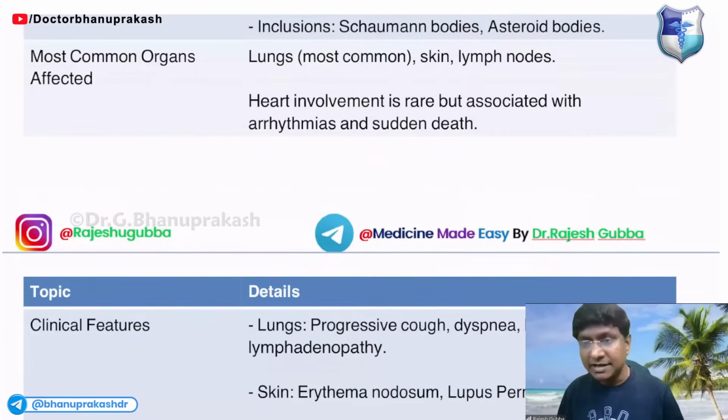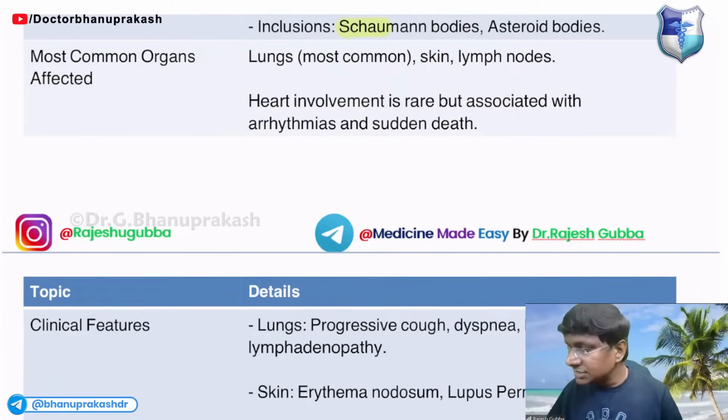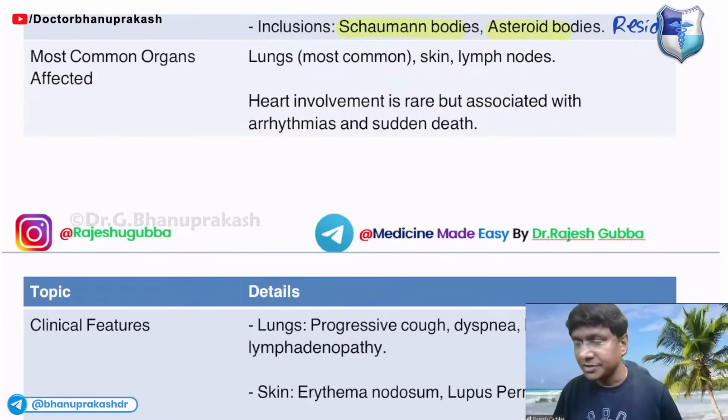In these individuals, you have inclusion bodies. What are the inclusion bodies? Schaumann bodies, asteroid bodies, and one more, residual bodies. So these are the inclusion bodies: Schaumann bodies, asteroid bodies, and then the residual bodies.